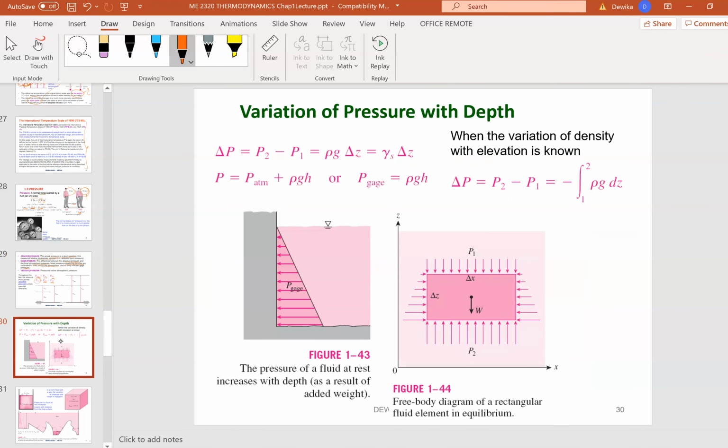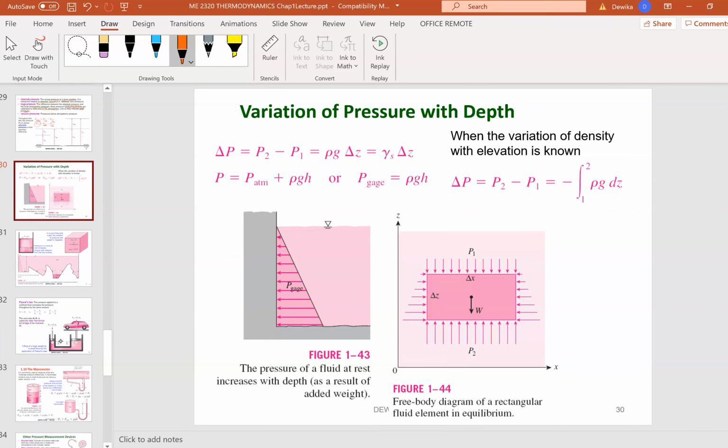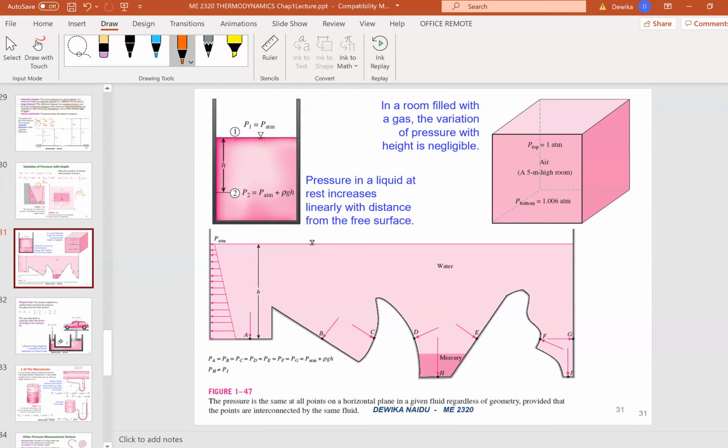Now the variation of pressure is affected by depth, definitely, because it is rho g h. The deeper it gets, the higher the pressure would be. I'm going to come to that. If you see, the pressure at the bottom here will be the atmospheric pressure plus the pressure due to the depth. Let's look at this.